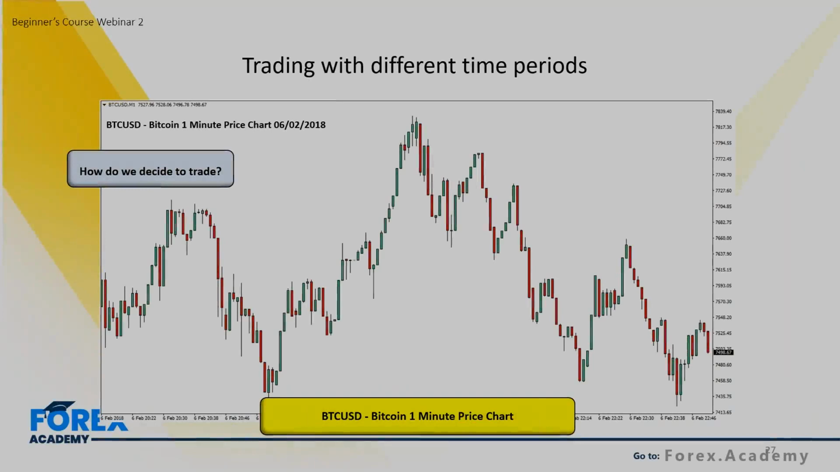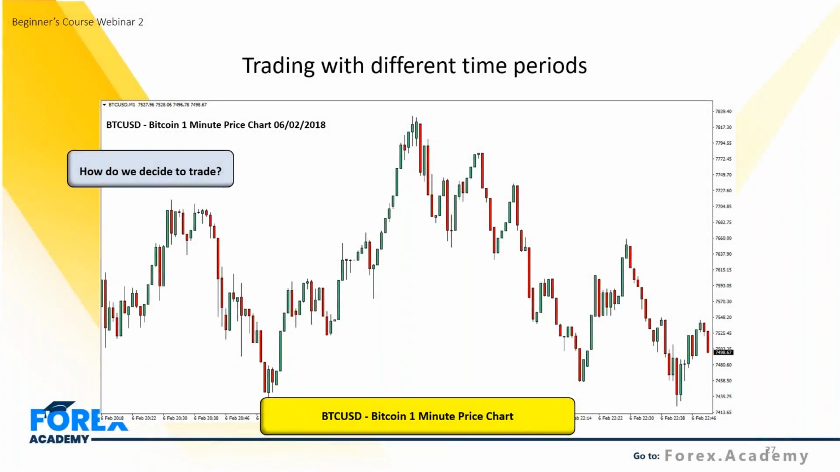So let's have a look in some detail at trading these different time periods here. Here we have probably a more familiar asset to you guys than most. We have the Bitcoin US dollar chart, and we've actually chosen to analyze and look at the 1 minute price chart here. Straight away, what we can see is there is a lot of volatility. The question I would like to pose is, how do we decide to trade? Guys, how do we decide to trade this market?